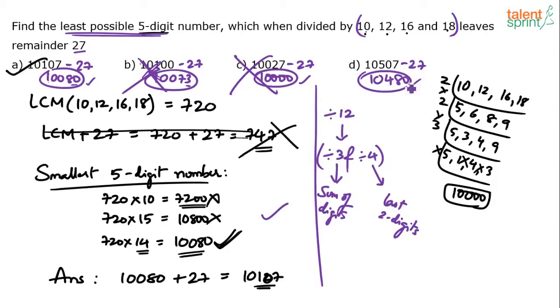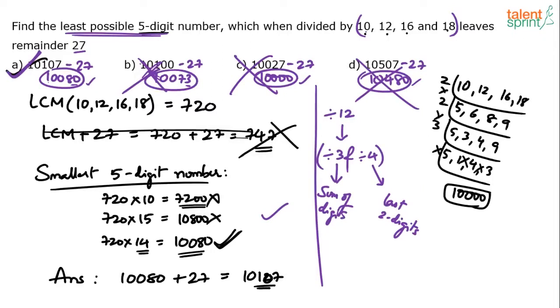Look at option D. Is 10,480 divisible by 3? No. Because the sum of the digits here is 1 plus 4 plus 8. 1 plus 4, 5. 5 plus 8 is 13. Is 13 divisible by 3? No. Since 13 is not divisible by 3, 10,480 is not divisible by 3. And if 10,480 is not divisible by 3, it is not divisible by 12. So D is also eliminated. So B, C, D are eliminated. Hence option A is the answer. Now I can confidently mark option A as the answer.